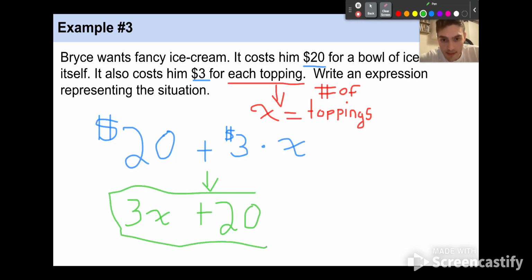This is how we represent Isaiah or Bryce's situation. All right, we practiced 3 times, 3 different word problems. We had it with the number, we had it with the variable given to you, and we had it with no variable.